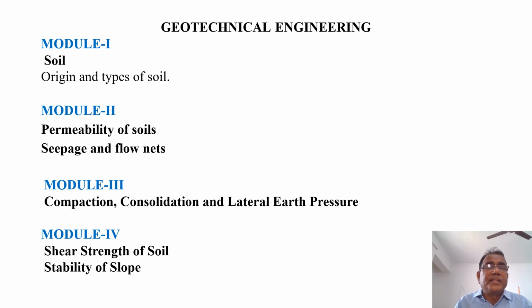Module 4 consists of two topics, that is the shear strength of soil and stability of slopes. Whenever we talk about shear strength, this is also an engineering or physical property of a soil. We determine two properties as shear strength parameters. One is called cohesion and the second is called angle of shearing resistance. These two parameters are important to know to find out the bearing capacity of soil. And based on the bearing capacity of soil, we can determine the foundation.